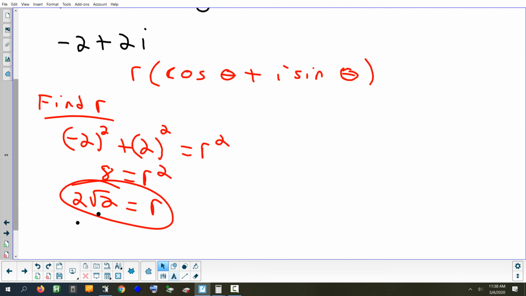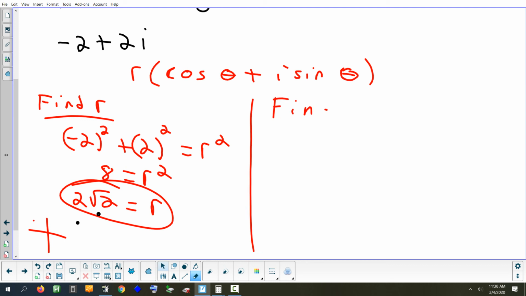Okay, next thing. We've got to find theta. Now, there are 2 formulas for theta, and the formula you use depends on the quadrant. If you want to graph it, you can. If you can visualize the quadrant in your head, that's fine too. What quadrant is negative 2, 2 in? It's right there. Left 2, up 2. What's the formula to find theta in quadrant 2? Theta equals pi or 180 plus the inverse tan of y over x.